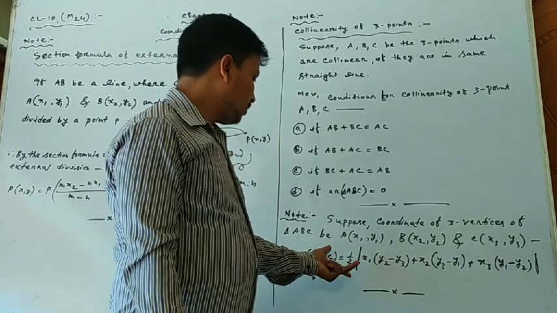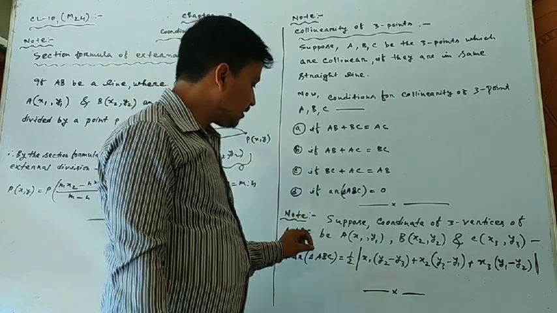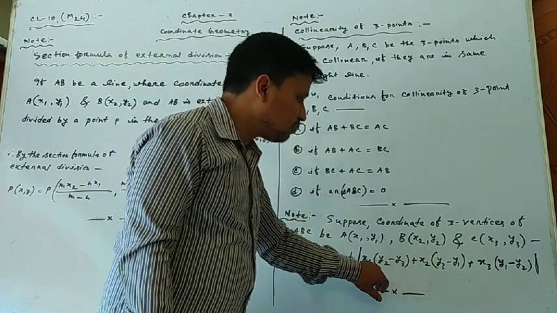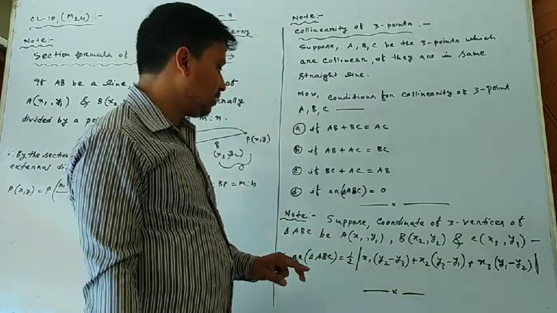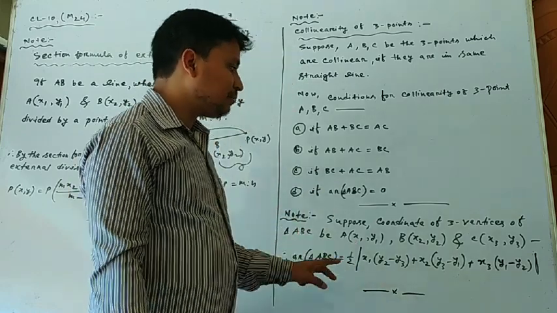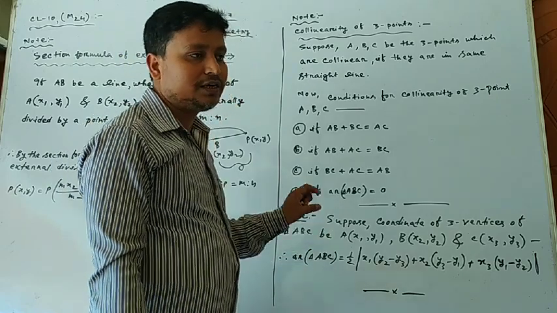It will be one triangle. You can say that one will be a triangle. If this area is equal to 0, then that one is not a triangle because those 3 points are collinear. If it is not equal to 0, that means it is a triangle. It is a triangle because it has one definite area.